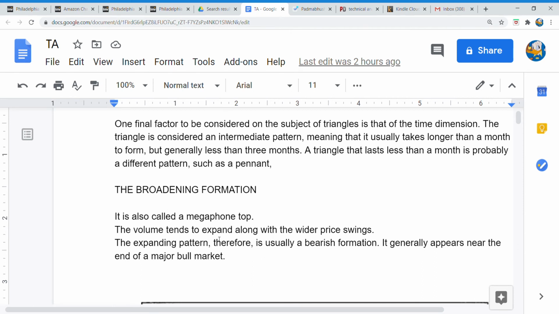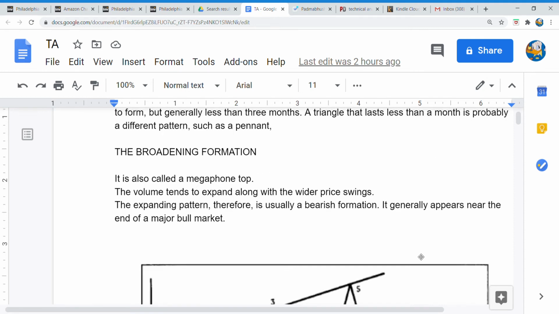The broadening formation. It is also called a megaphone top. The volume tends to expand along with the wider price swings. The expanding pattern, therefore, is usually a bearish formation. It generally appears near the end of a major bull market.